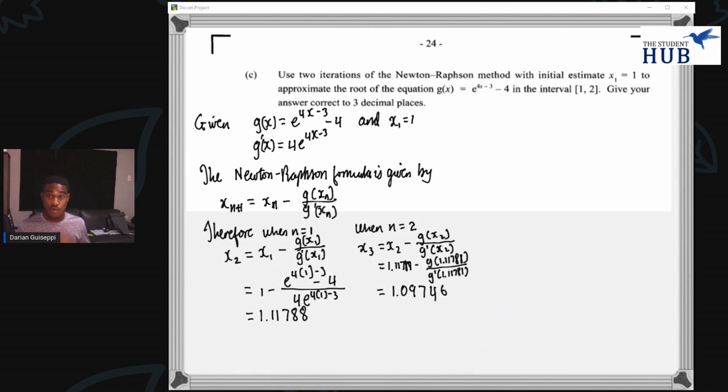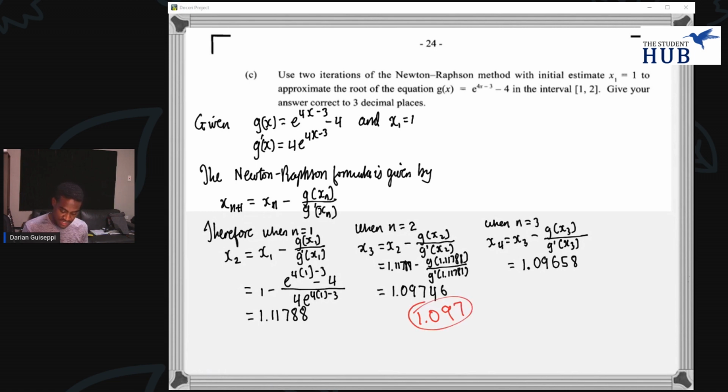We need to find x4 now. When n is equal to 3, you use x3 and substitute it. We get x4. So this is it here. Let's compare. This would be 1.097 correct to 3 decimal places. When you correct this to 3 decimal places, you get this here, which would be 1.097 as well. So you're good to go there. That's correct. So we're real good.